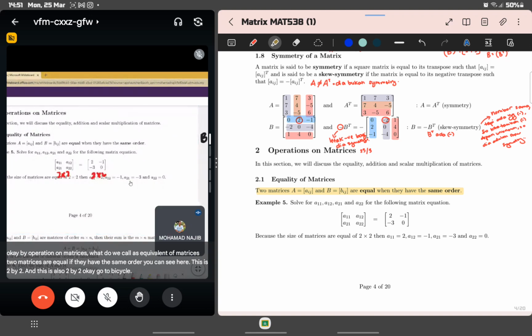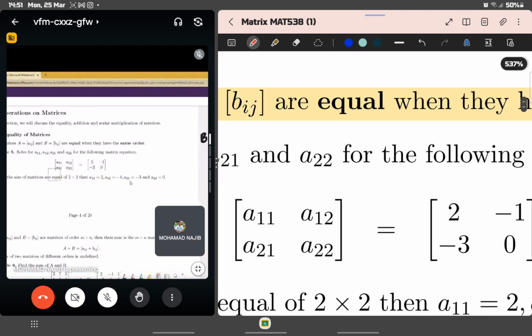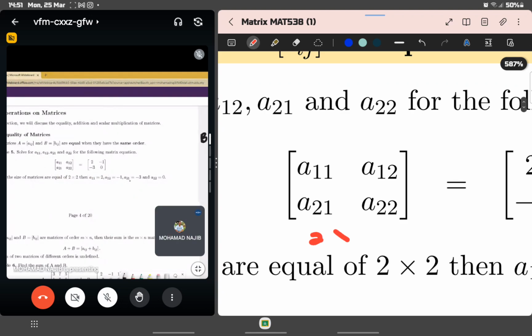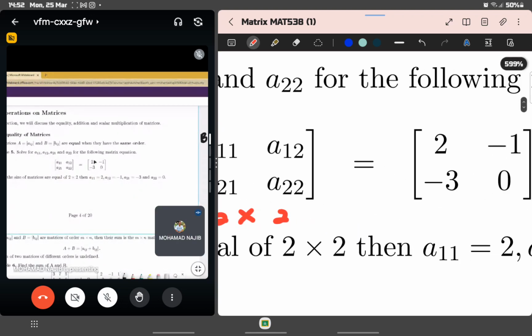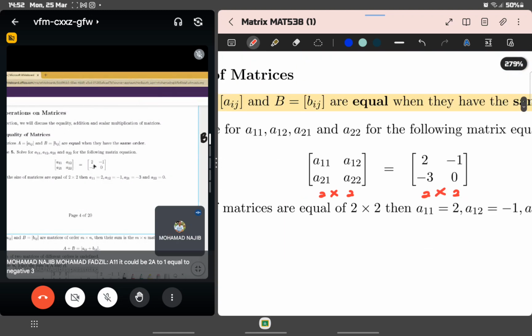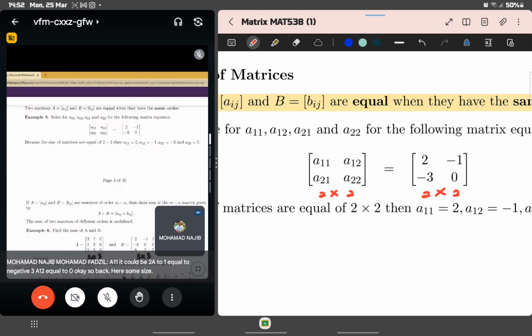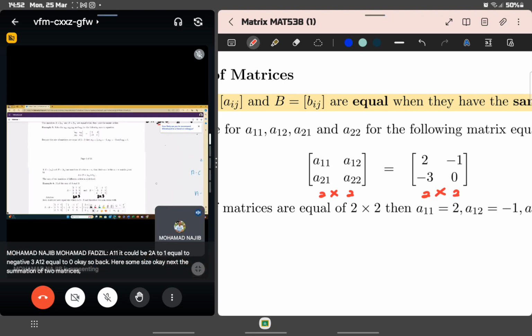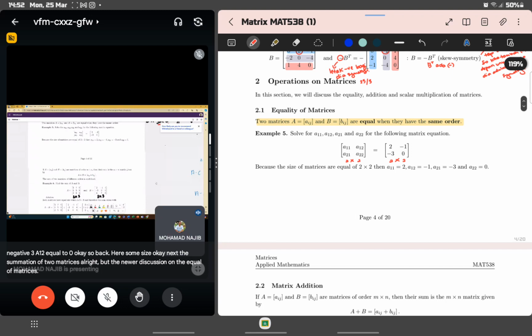Sebab tu kalau anda tengok soalan ni, anda kena pati A11 equal to 2, A21 equal to negative 3, A12 equal to negative 1, A22 equal to 0. Okay, sebab dia matrix yang sama size, maka kita boleh bandingkan. Okay, next, the summation of two matrices. Alright, continue discussion on the equal of matrices. We can do the summation.